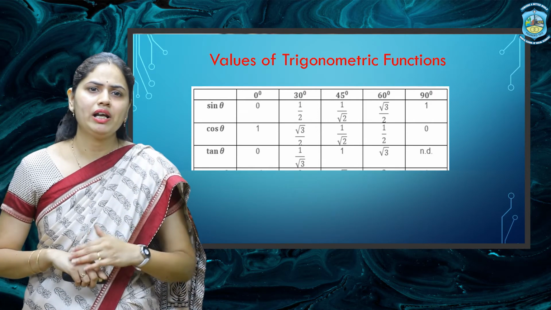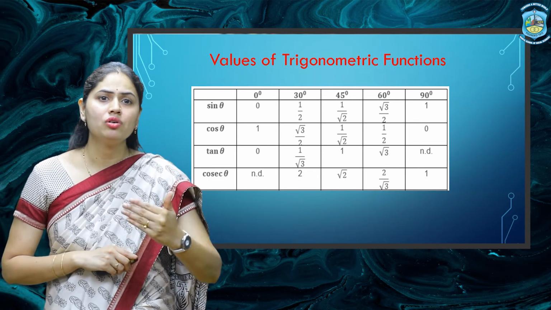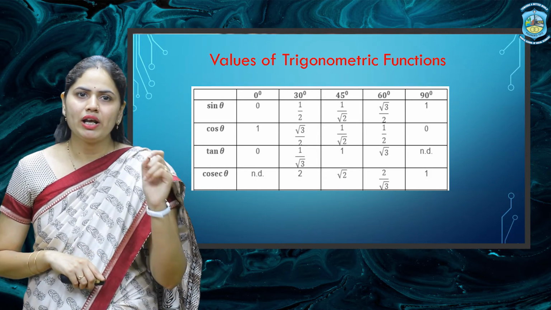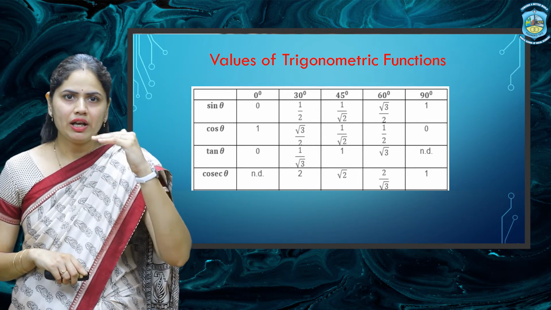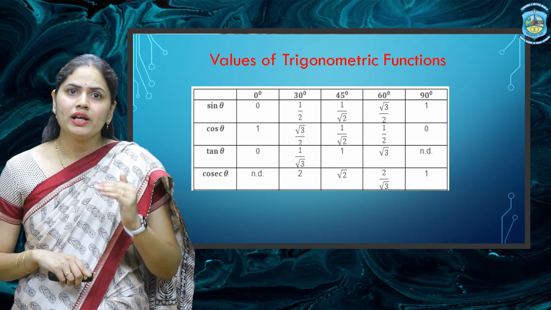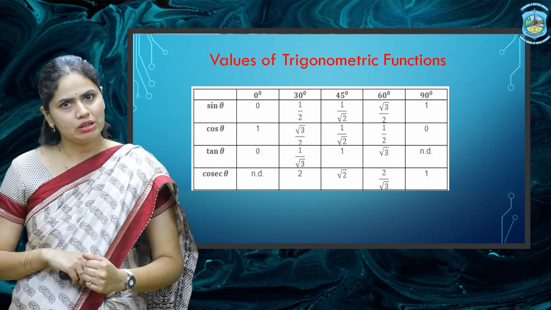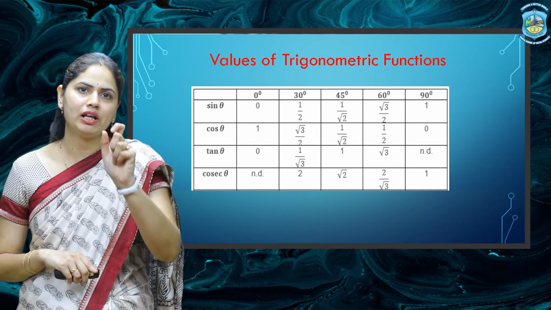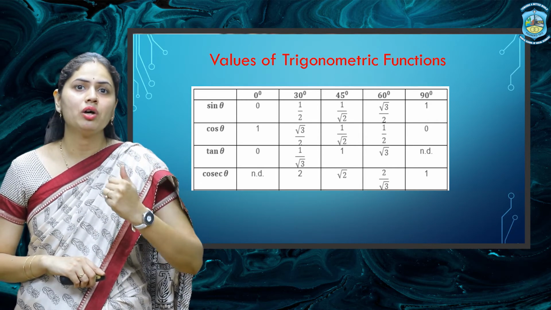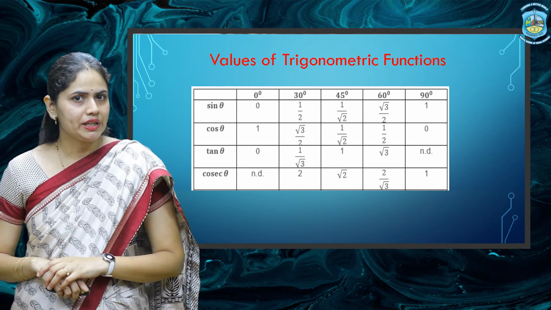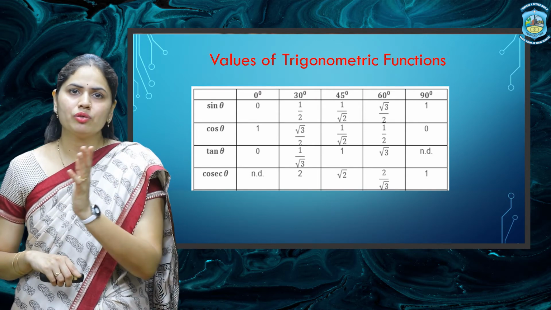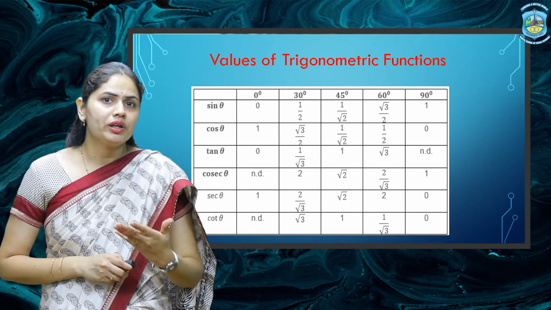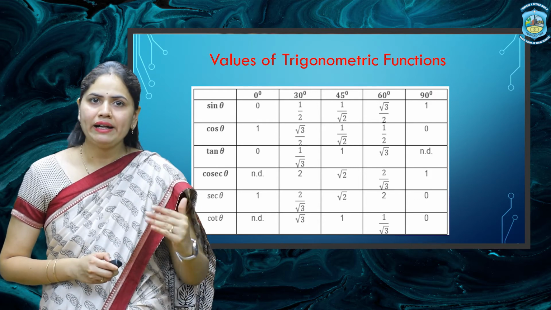Now for finding out the value of cosec, you just reverse the value of sin theta because it is the reciprocal of sine. So the value at 0 degree is not defined. The value of sin 30 degree is 1 by 2, so cosec will be 2. 1 by root 2 is the value of sin 45, so here it will be root 2 when we take the reciprocal. In the same way, you can find out the values of sec theta and cot theta by taking the reciprocals of cos and tan.